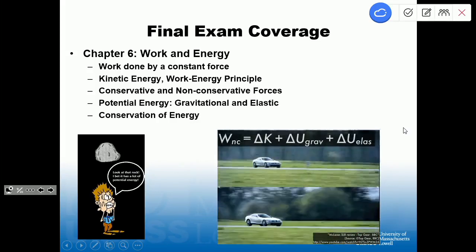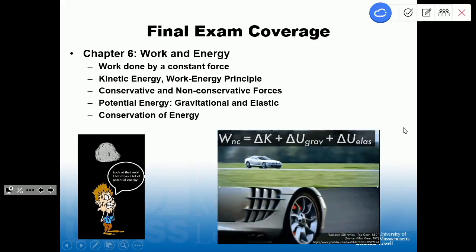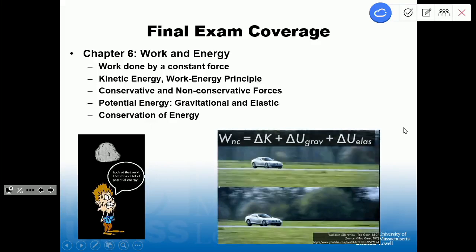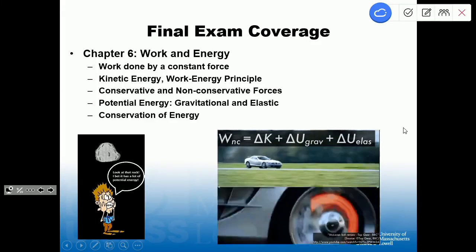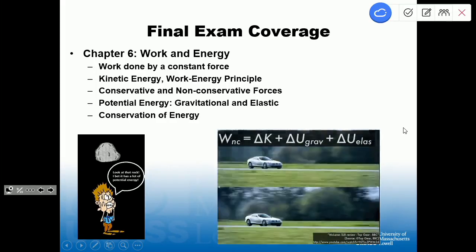Both of them are measured in joules. And they are scalars. Energy and work are scalar quantities. There is no direction associated with them. So if we're talking about adding up works done by different forces, we do not worry about directions. It's a nice scalar system.